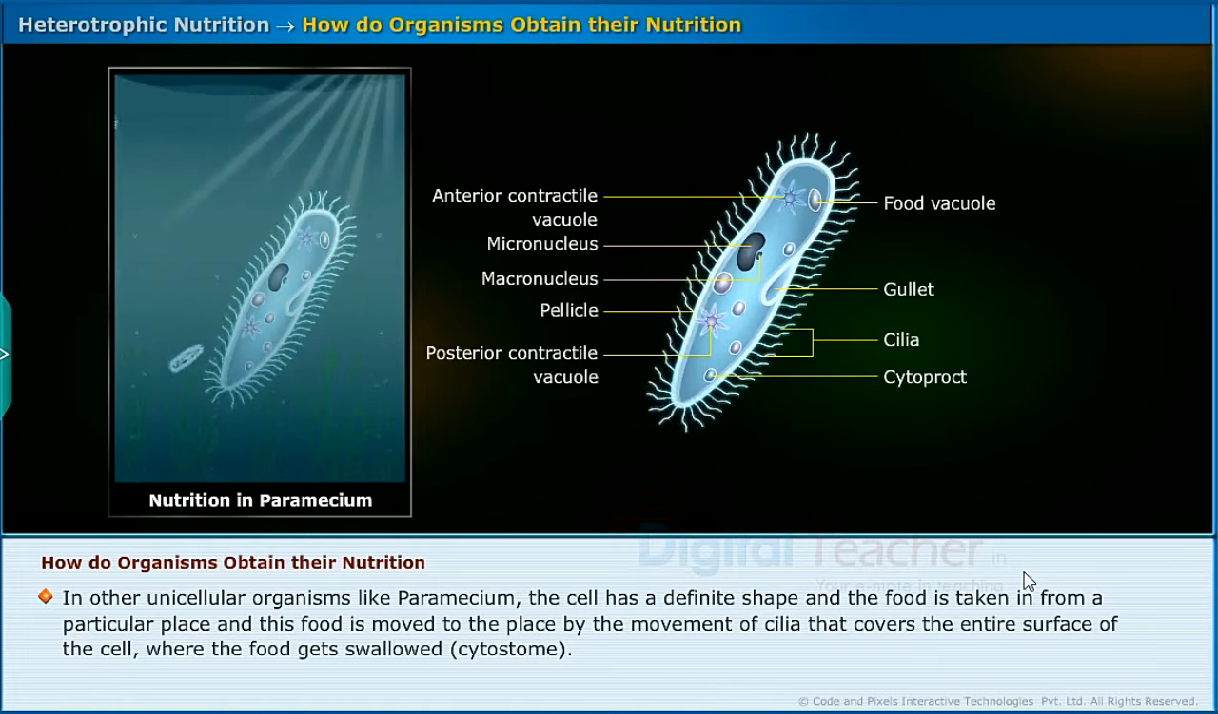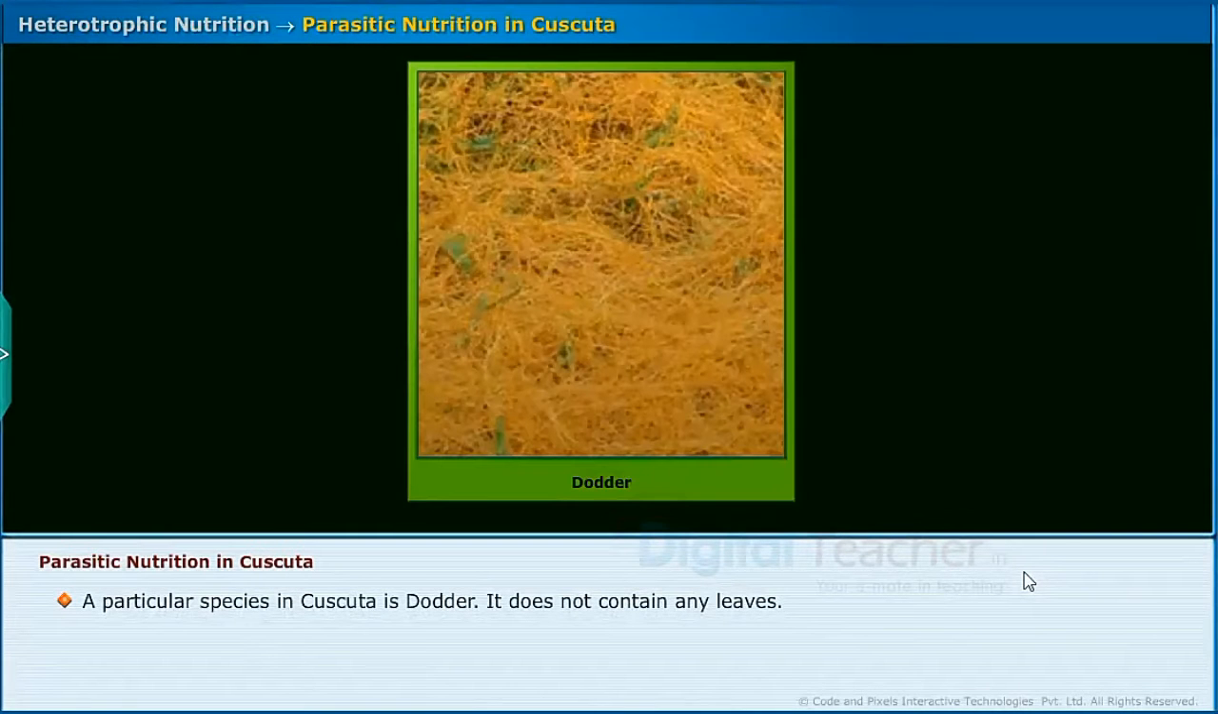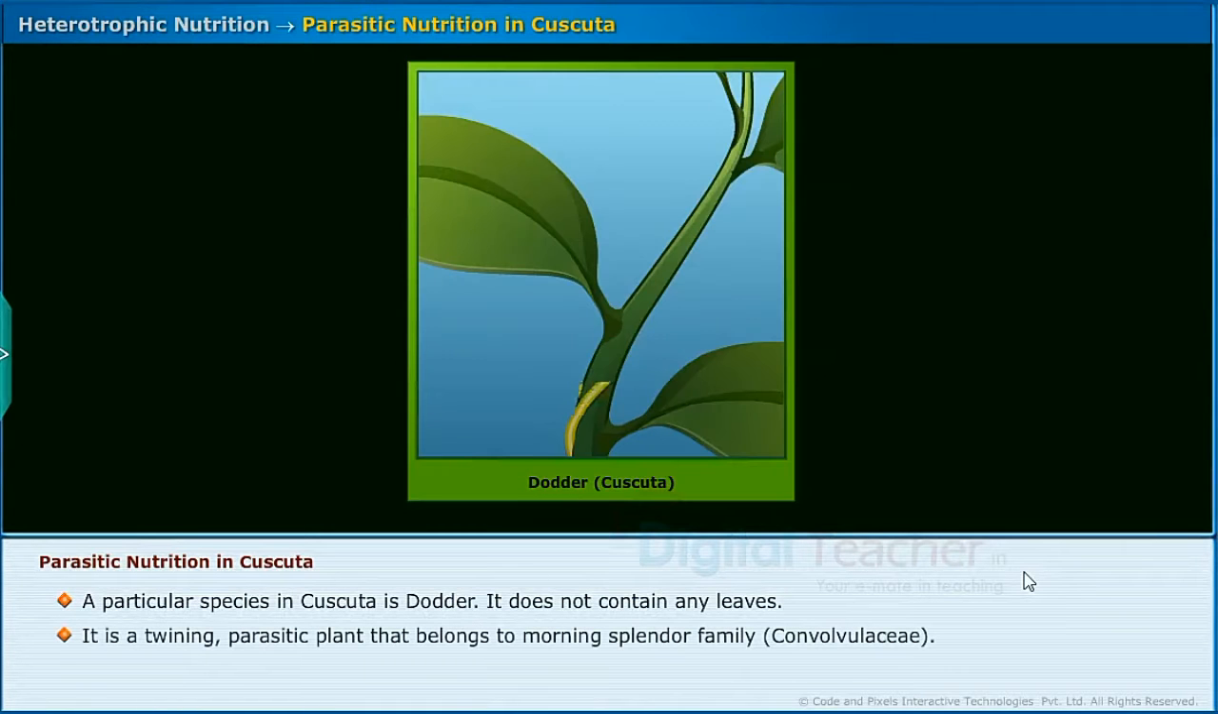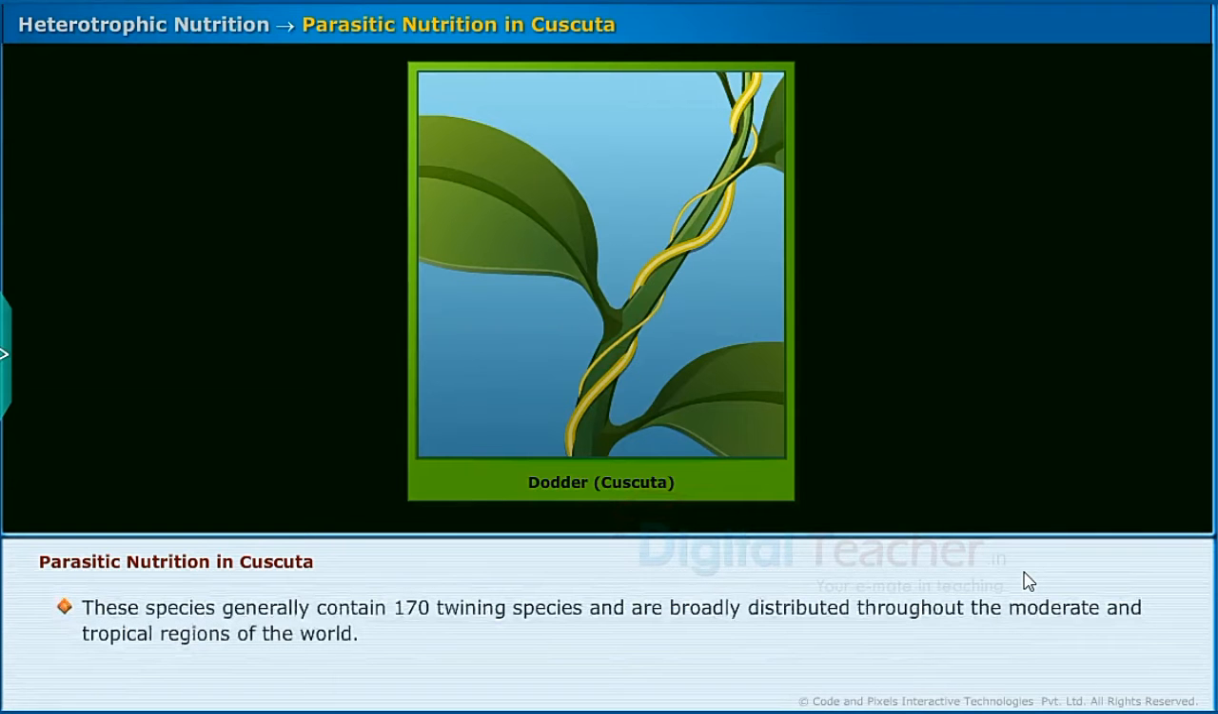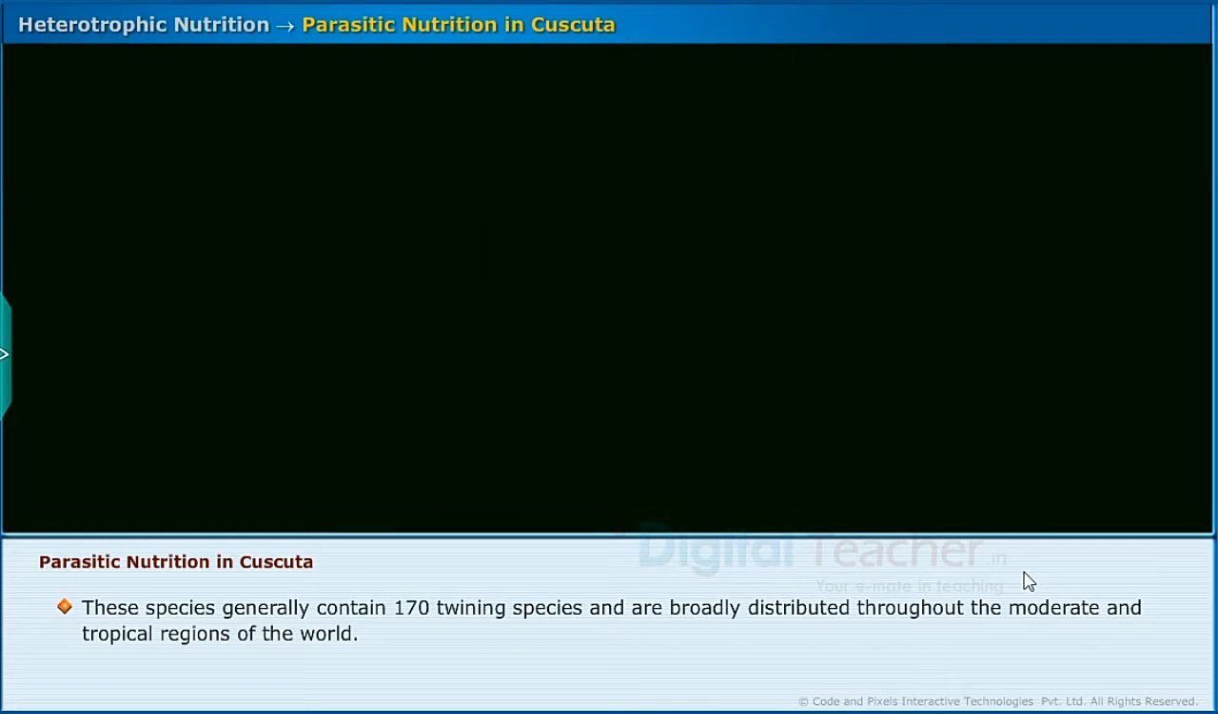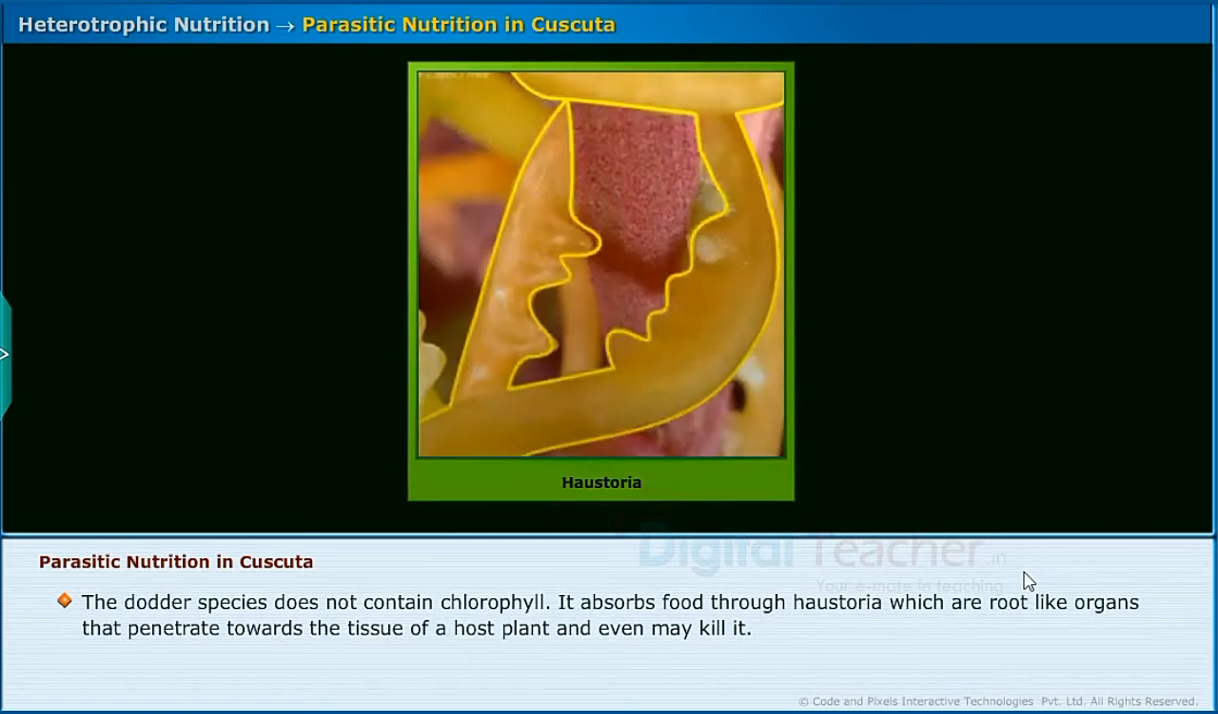Let us learn in detail about parasitic nutrition in Cuscuta. A particular species in Cuscuta is dodder. It does not contain any leaves. It is a twining, parasitic plant that belongs to the Morning Glory family. These species generally contain 170 twining species and are broadly distributed throughout the temperate and tropical regions of the world. The dodder species does not contain chlorophyll.